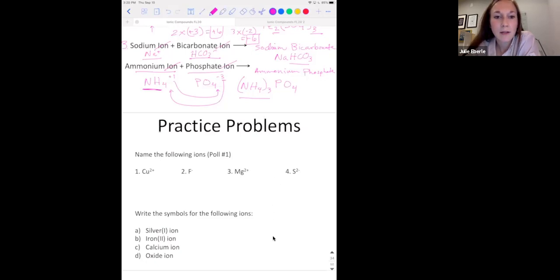Okay, I think I'm going to end the poll. I think we're as close as we're going to get because it's been 3 minutes. Let's look at the answers here. Most people voted for copper 2 ion. Y'all think that's correct? Cu2+.